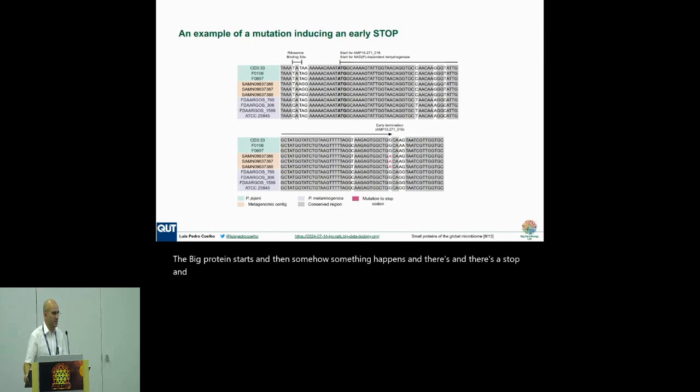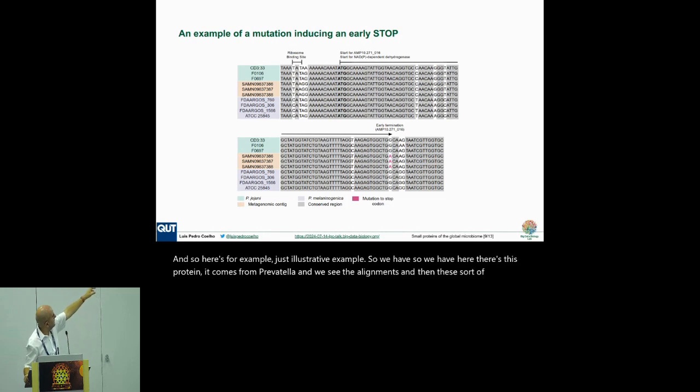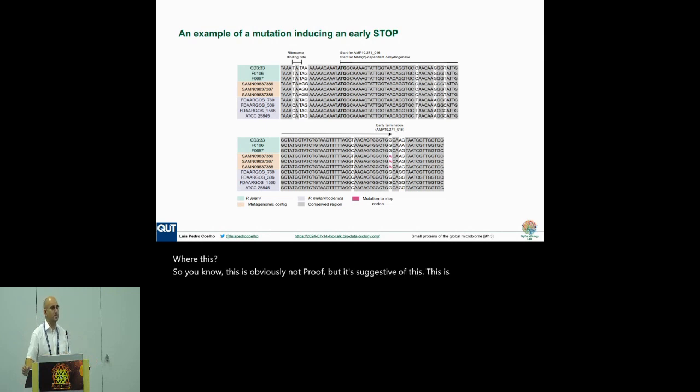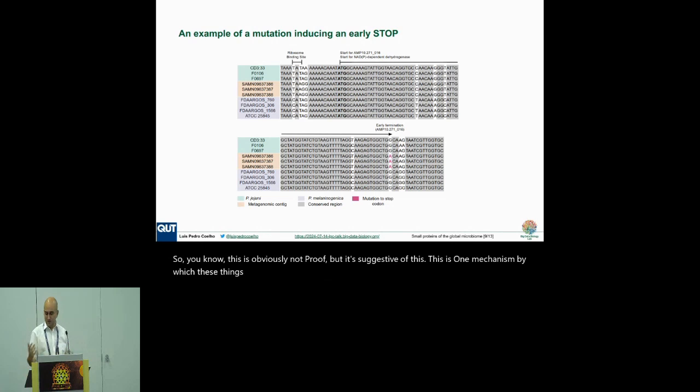So here's, for example, just an illustrative example. We have this protein that comes from Prevotella, and we see the alignments, and these orangey ones are these 3 metagenomic contigs, and there's been just a single point mutation that produces a new stop codon. So instead of a cleavage at the protein level, we have a sort of genomic cleavage. This is obviously not proof, but it's suggestive of one mechanism by which these things generate, and probably this is happening in evolution all the time.